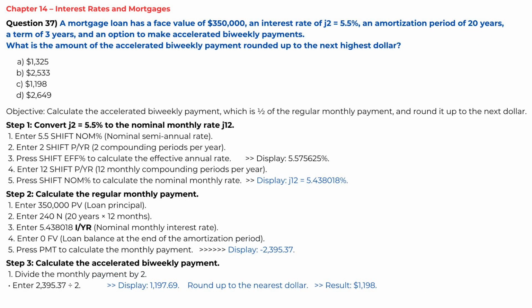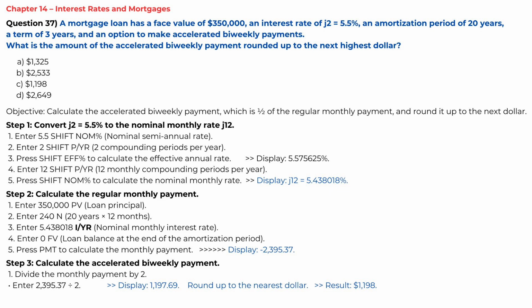Question 37. A mortgage loan has a face value of $350,000, an interest rate of J2 equals 5.5%, an amortization period of 20 years, a term of 3 years, and an option to make accelerated biweekly payments. What is the amount of the accelerated biweekly payment rounded up to the next highest dollar? Objective: calculate the accelerated biweekly payment, which is half of the regular monthly payment, and round it up to the next dollar. Step 1. Convert J2 equals 5.5% to the nominal monthly rate J12.